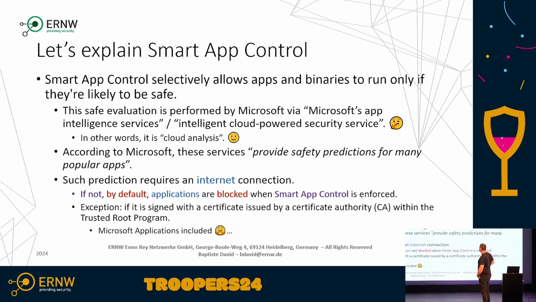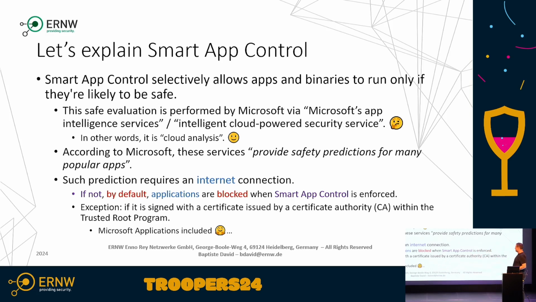So Smart App Control just selects applications which can run or not based on what they call an intelligent cloud-powered security service. Well, cloud analysis, it's just giving samples to the cloud and the cloud answers you yes or no. Just a question: if you do not have an internet connection, what happens? In this context, the documentation is very clear. By default, applications are blocked when Smart App Control is not able to make the request to the cloud analysis. So Smart App Control is a feature which really has hard requirements, which means internet connection, evaluation from the beginning, the evaluation period should be fine so that it turns on, and so on.